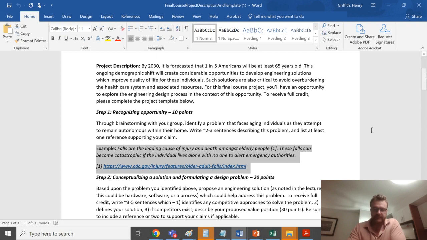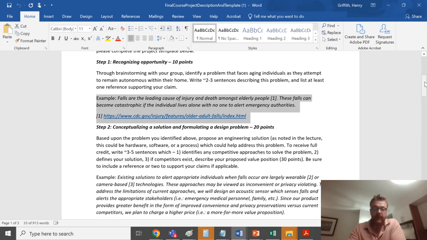So stage 2, what I'm really looking for you to do there is, based upon whatever problem you suggest in step 1 and whatever citation you provide, to propose some sort of engineering solution that can help address this problem. And again, I want to emphasize, it doesn't have to be a physical thing. It doesn't have to be hardware.